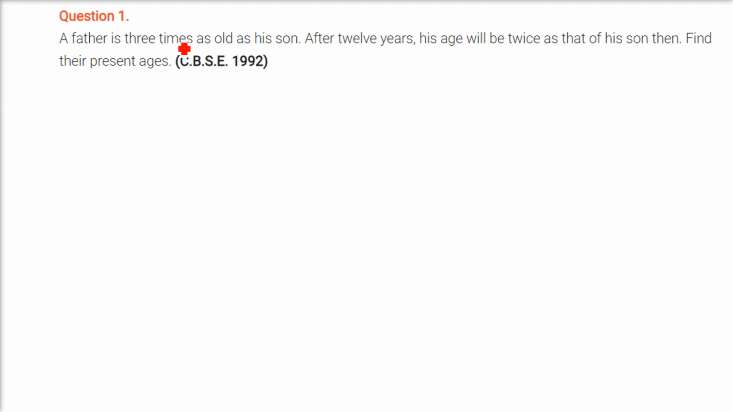So whenever this case is there, we assume that, say, X is the age of father, and the age of son is Y. So the first condition is a father is 3 times as old as his son. The son's age is Y, father is X. So father is 3 times the age of son. So X equal to 3Y. This is our first linear equation.